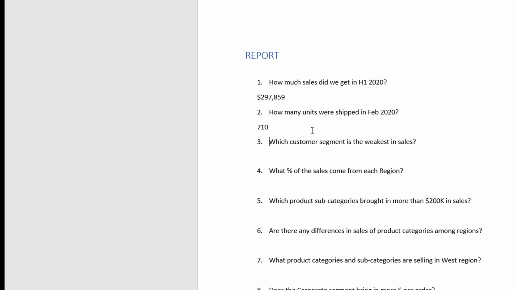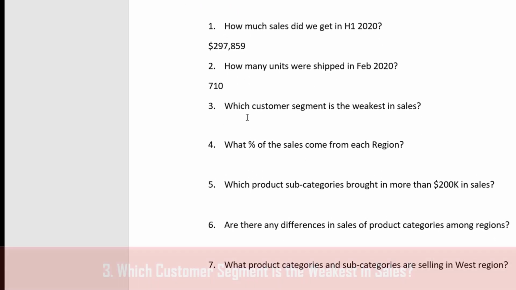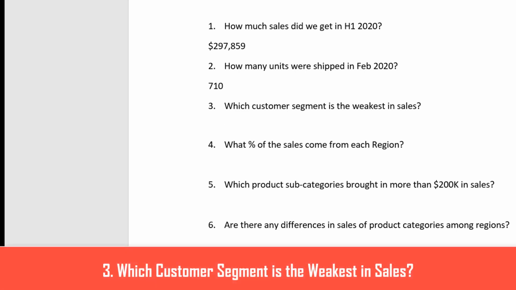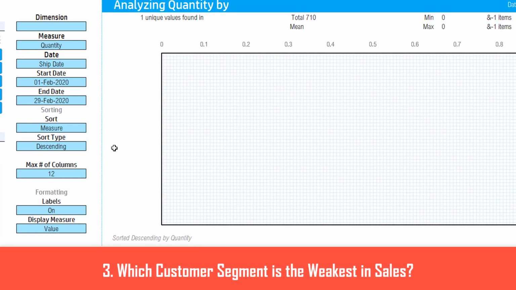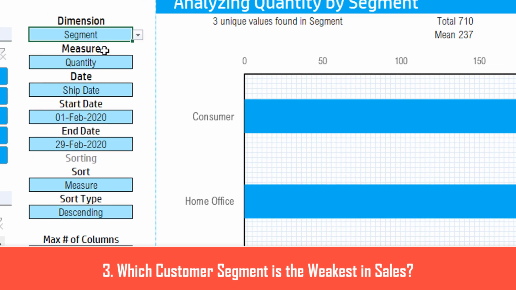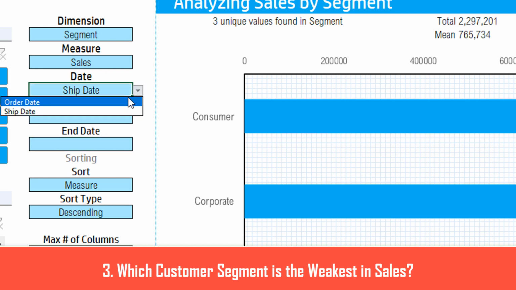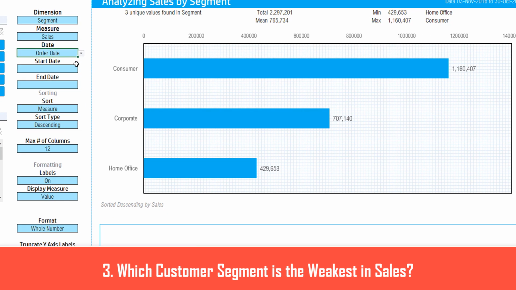Okay. Now let's go on to a little bit more complex questions. Which customer segment is the weakest in sales? Now I'm going back to the template to find out which customer segment is the weakest in sales. We want to use the segment as the dimension and the sales is the measure. And there is no date restriction anymore, so I'm just going to remove the date things and keep the order date as the date. Even though we're not filtering anything, it now includes everything, all the dates.